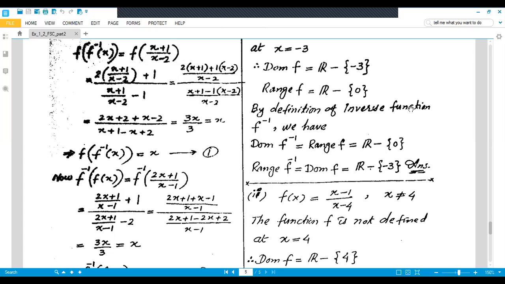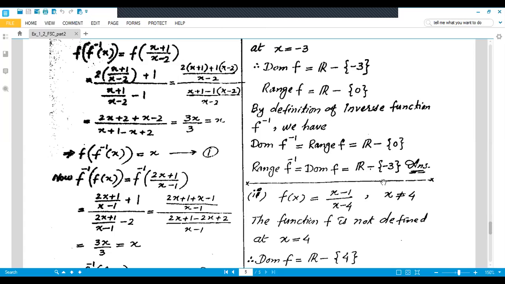So by the definition for inverse functions, the domain of f inverse is equal to the range of f, and the range of f inverse is equal to the domain of f. So the domain of f inverse will be all real numbers except 0, and the range of f inverse will be the domain of f, all real numbers except minus 3.